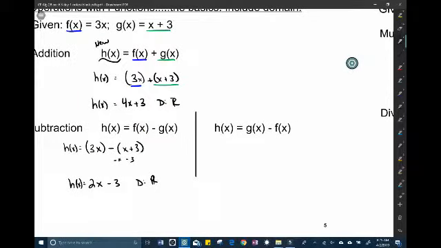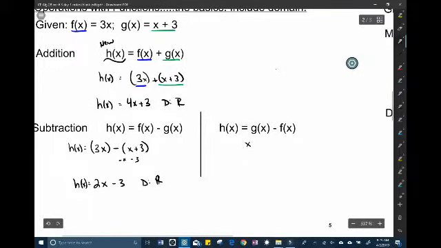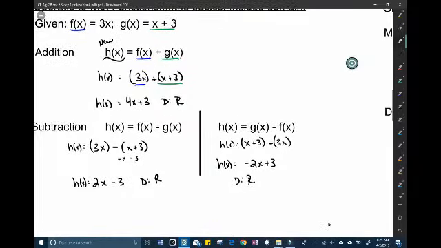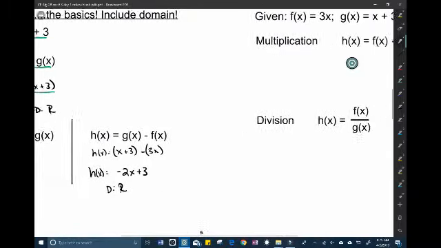Switching it around, we'll see it's a little bit different if you do it this way. Now we have x plus 3 minus 3x. Okay, so it's just backwards. So x minus 3x is minus 2x plus 3. H of x, domain, still all reals. All right, so just get in the habit of deciding where to put everything when you're subtracting.